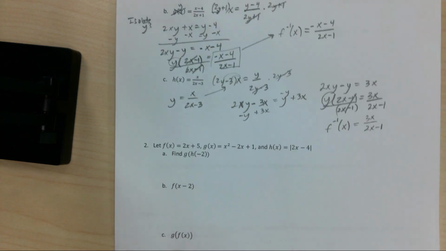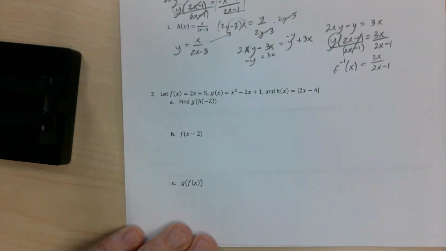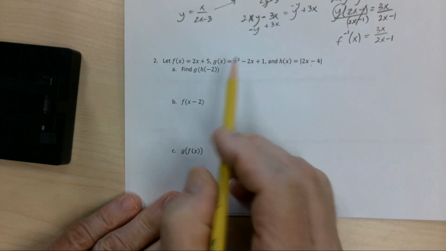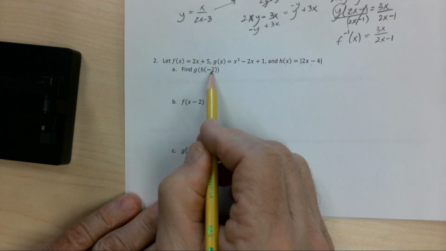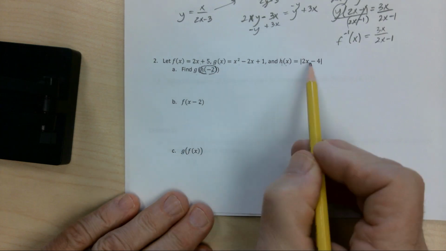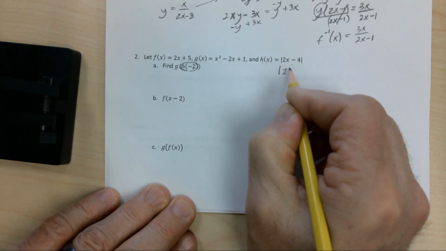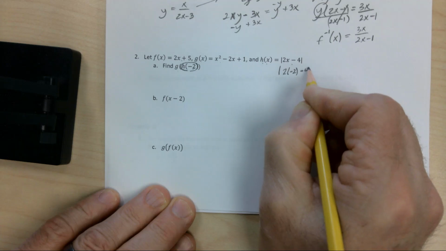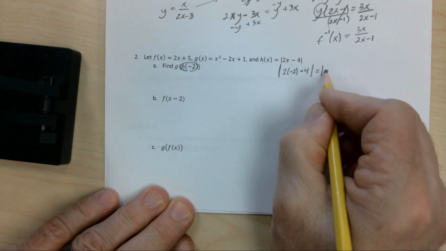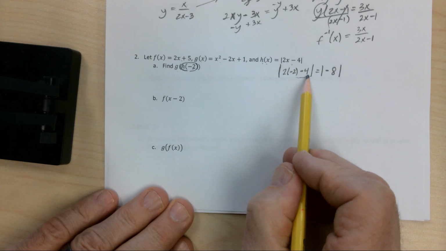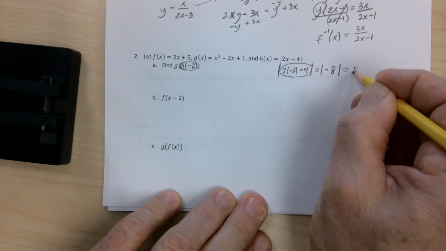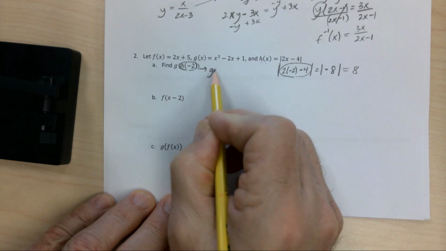Okay. And let's go on to the next problem here, number 2. So f of x equals this, g of x this, h of x this. Find g of h of negative 2, which means we start inside. So we find h, we put negative 2 in for x. So that would give us the absolute value of 2 times negative 2 minus 4. That's negative 4 minus 4, equals the absolute value of negative 8. Remember PEMDAS, clean this up first. Then the absolute value of negative 8 is 8. So this problem just turned into g of 8.